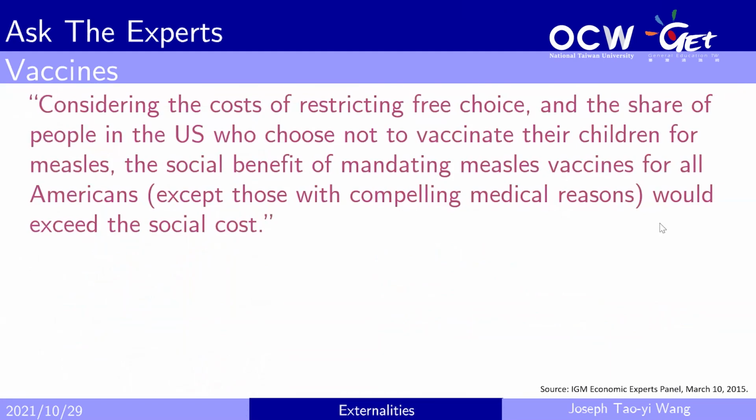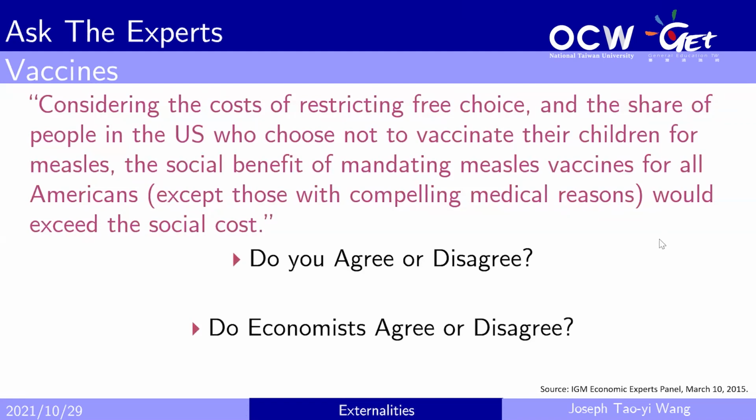Okay, so going back to vaccines, consider the cost of restricting free choice. The share of people in the US who choose not to vaccinate their children for measles: the social benefit of mandating measles vaccines for all Americans, except those with compelling medical reasons, would exceed the social cost. This is also a question asked back in 2015. So you can imagine if now we will be asking about, should we mandate everybody to be vaccinated for COVID-19? Hopefully we'll get an update on that. But do you agree or disagree with this statement? And do you think economists, when surveyed back in 2015, would agree or disagree with this statement?